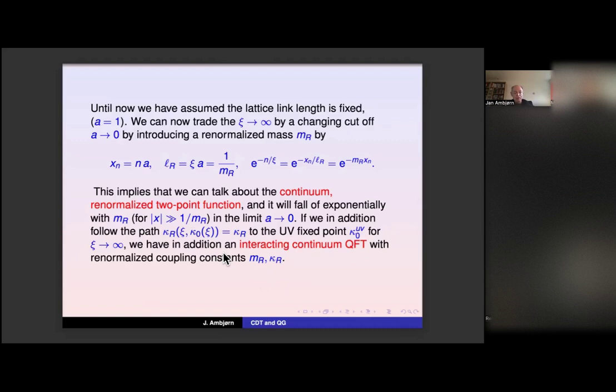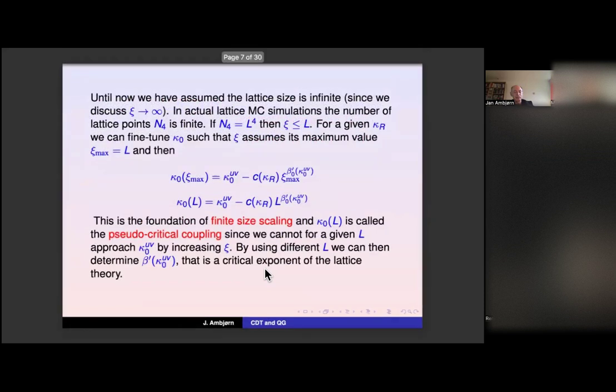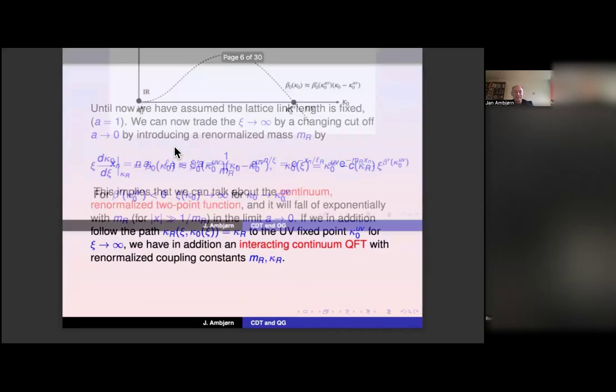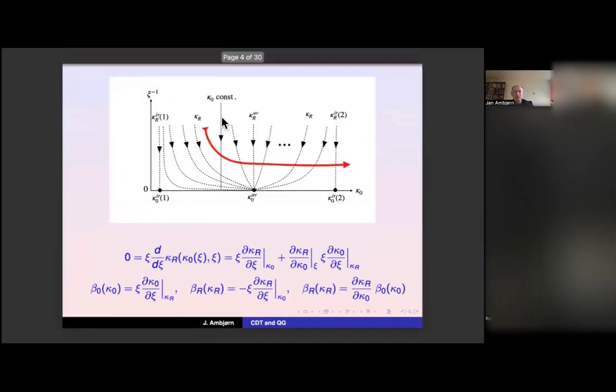So it is a way that you would find this interacting continuum quantum field theory in case of phi to the fourth theory. And well, I should say that the seminal work of Martin Lüscher and Peter Weisz used exactly this figure to prove, or at least give very strong arguments, that there is no UV fixed point for phi to the fourth theory.